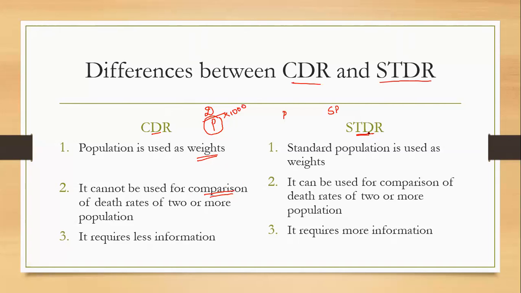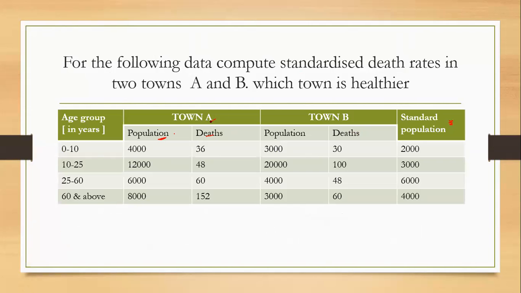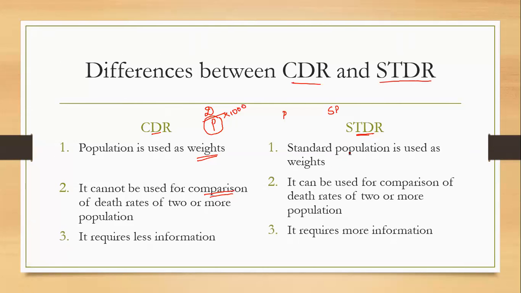But in standardized death rate, when you see the problem, they will give you two localities, A and B. So you find out for A first, then find out for B, and easily comparison can be made. So here in standardized death rate we can make a comparison. This method is used to make comparison of death rate between two or more populations. So when it comes to crude death rate, you cannot make comparison, whereas in standardized death rate you can easily make comparison.